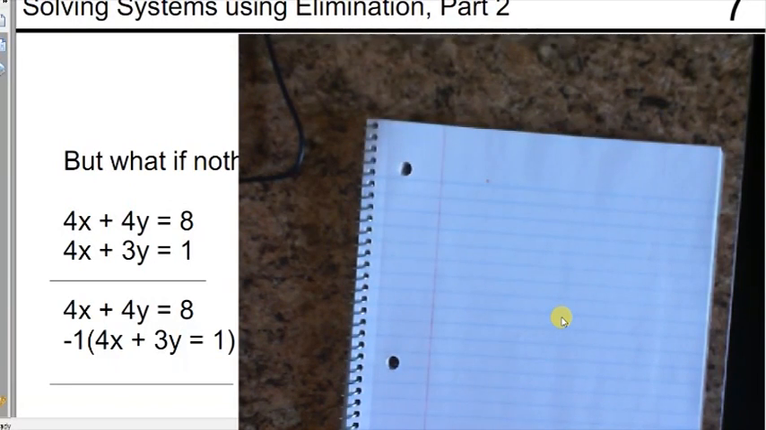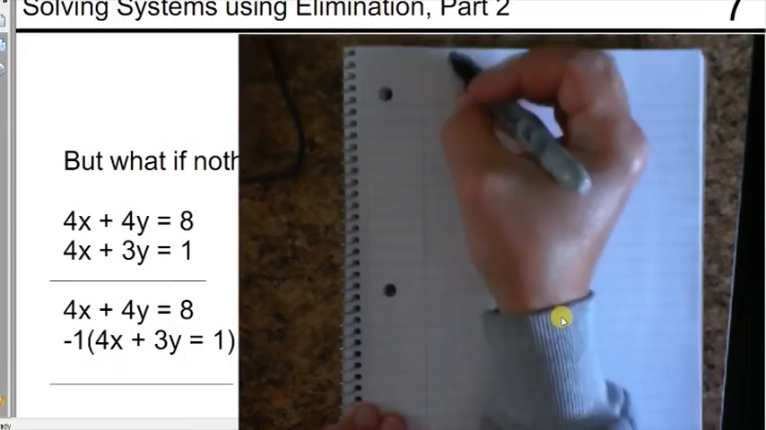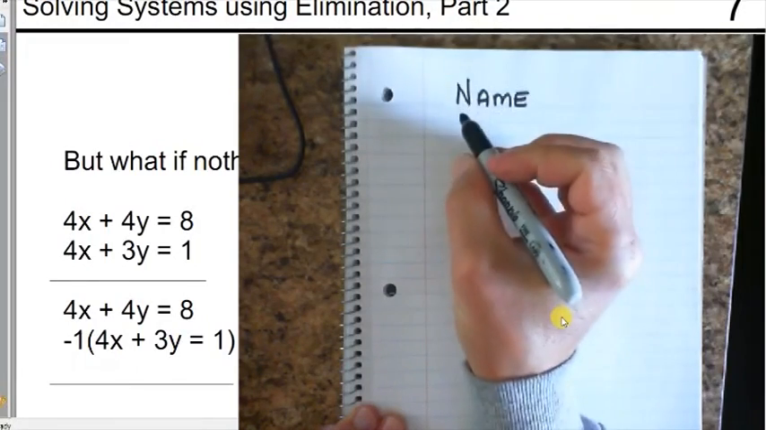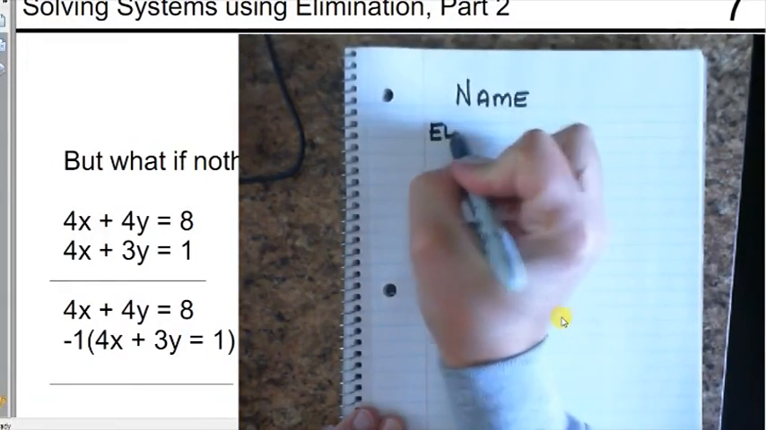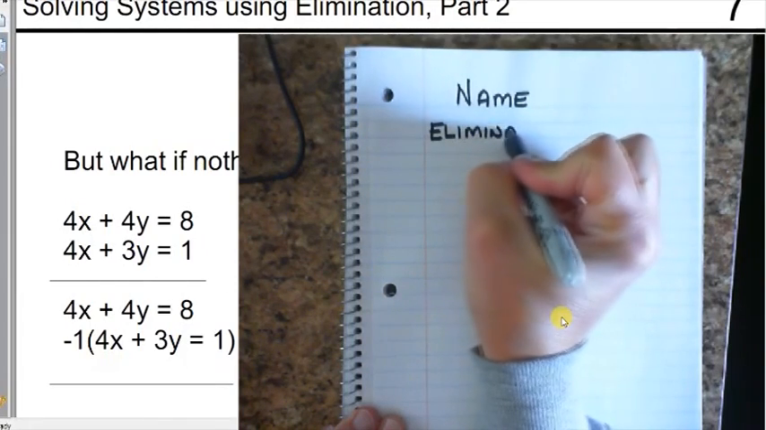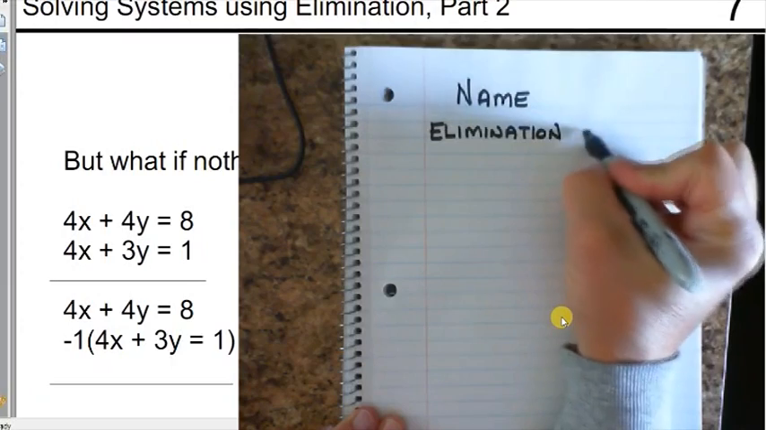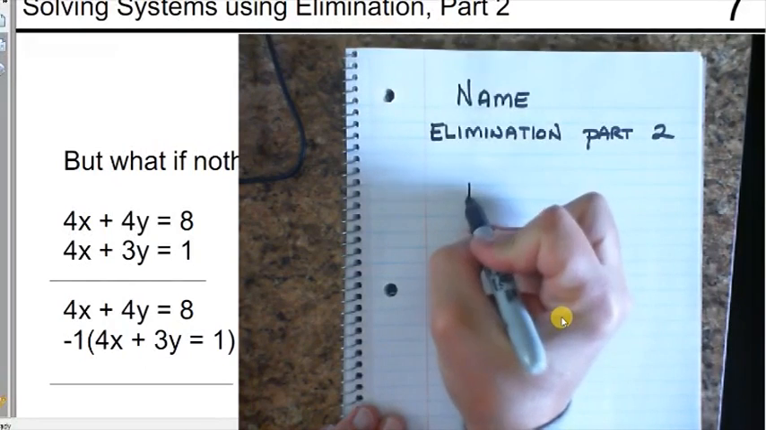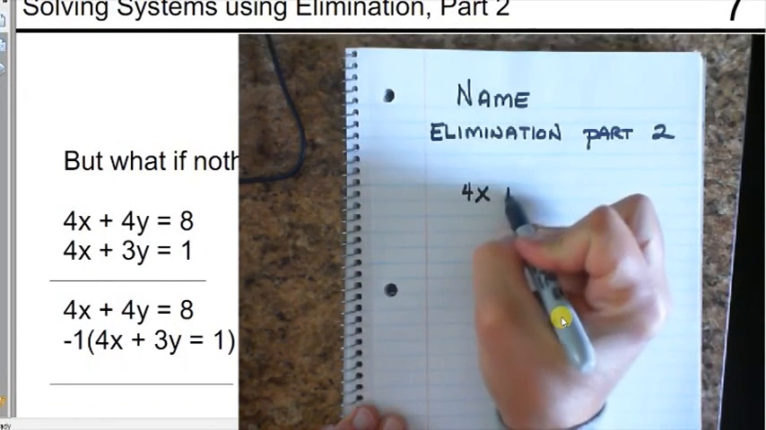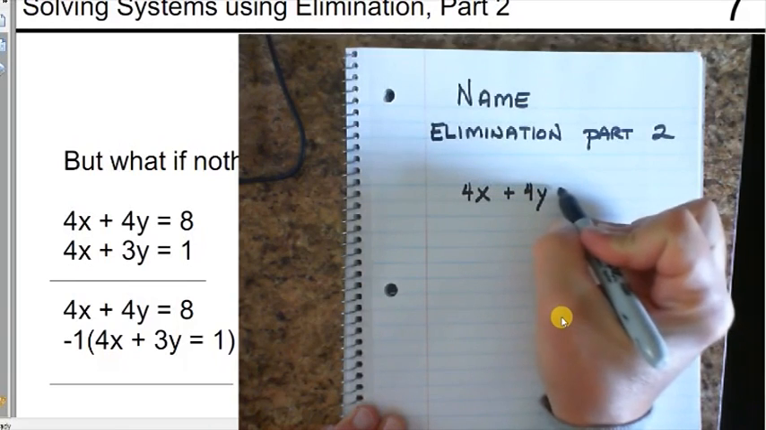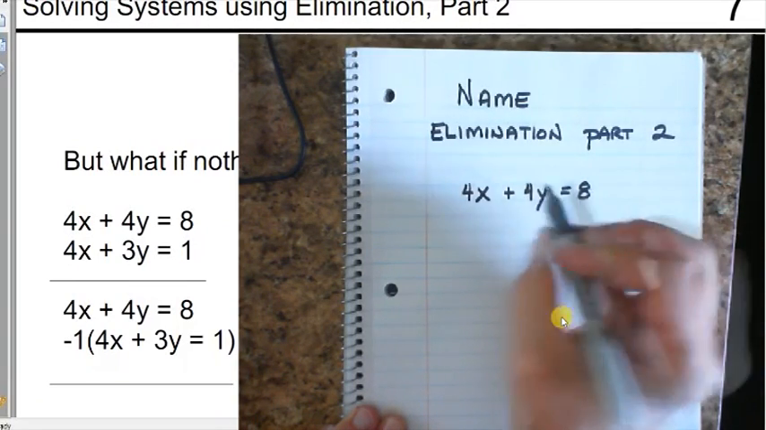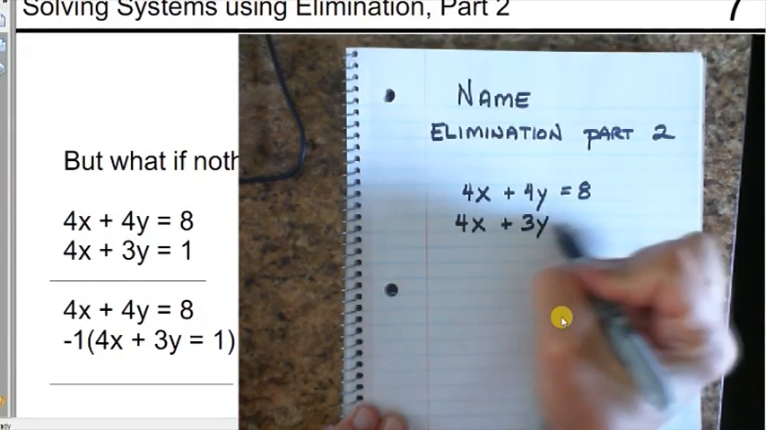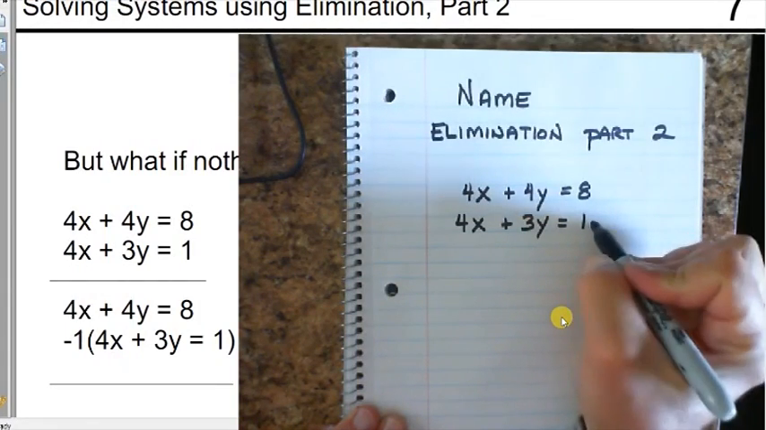So in your notes, let's start with your name at the top. And the title, which is Elimination Part 2. And our first equation is 4x plus 4y equals 8. And 4x plus 3y equals 1.